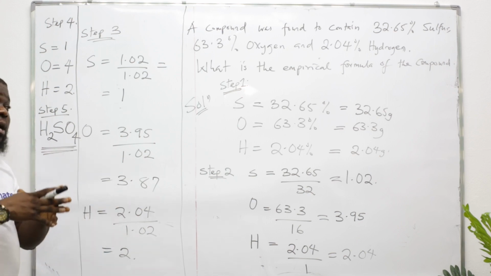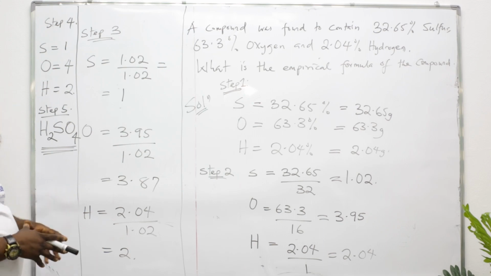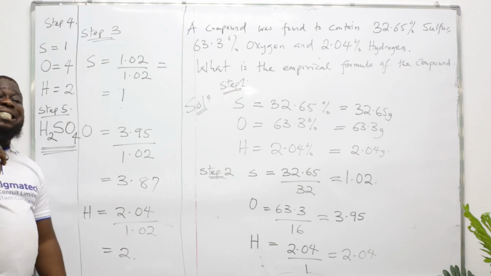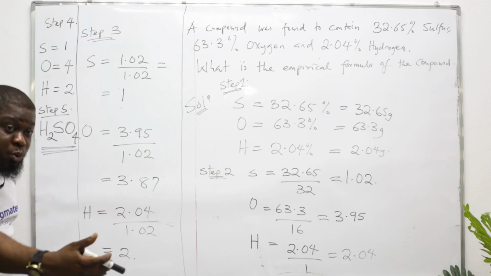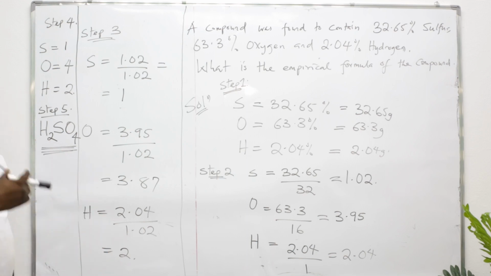The rule of empirical formula says that if the number is in decimal, you convert it to the nearest whole number. Because I said it is the whole number ratio. In essence, it's not supposed to be in decimal. Decimal is division. If they say 0.2, that means to say it's 2 over 10.